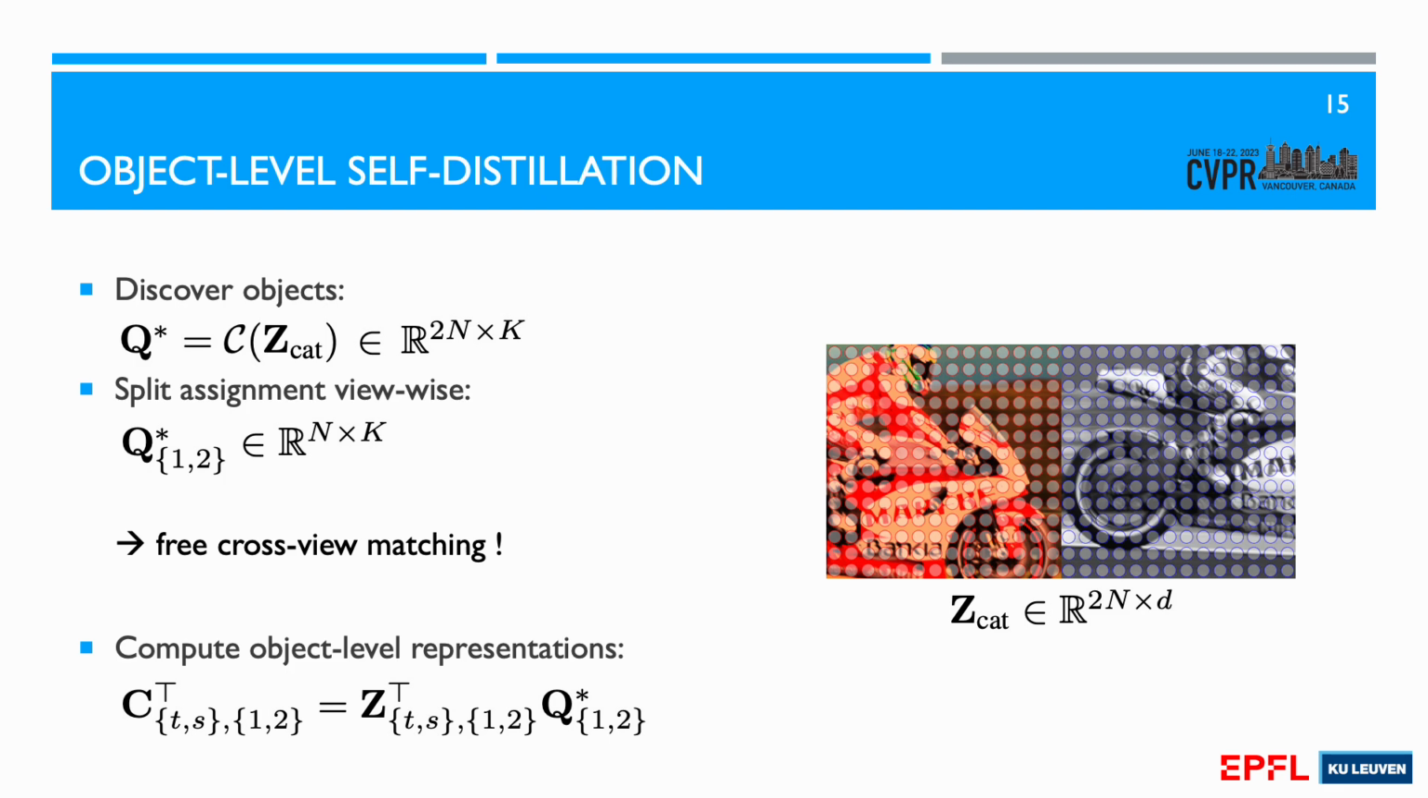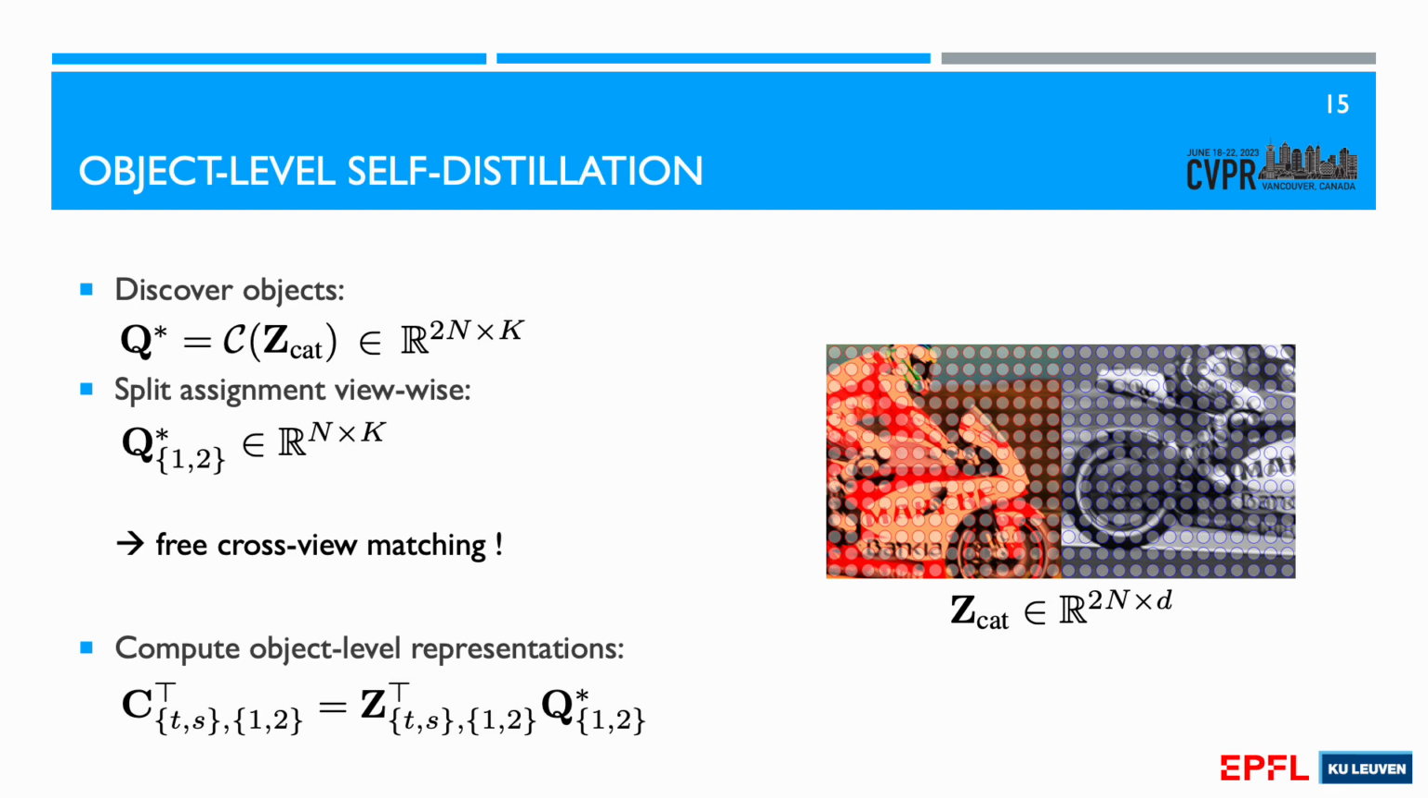Let's get into the meat of our method CrOC. Let's first assume we have a clustering oracle C which assigns tokens to clusters. We use this oracle to cluster the joint view, which we denote by zcat. It is a 2n by d matrix. The output assignment that we get is 2n by k, where element ij denotes a soft assignment of token i to cluster j. Given this assignment, we can split it view-wise to obtain the assignments q1 and q2. Note that the clustering in the joint space and splitting the assignment view-wise gives us free cross-view matching.